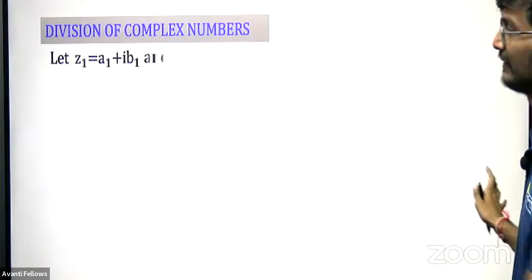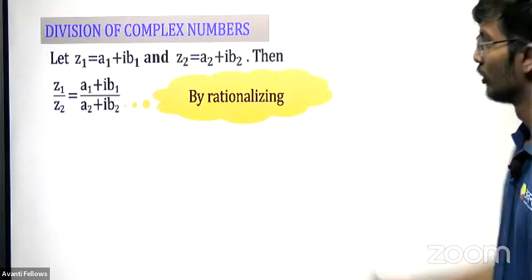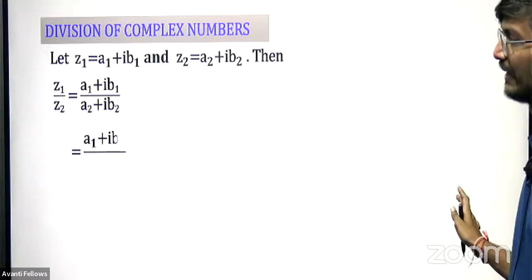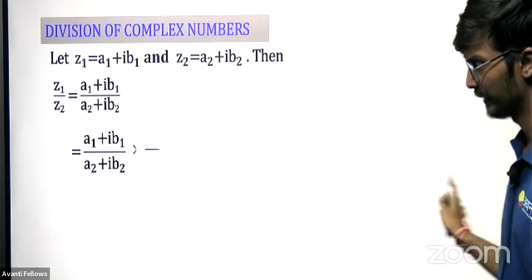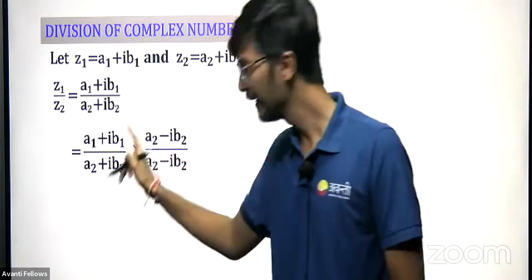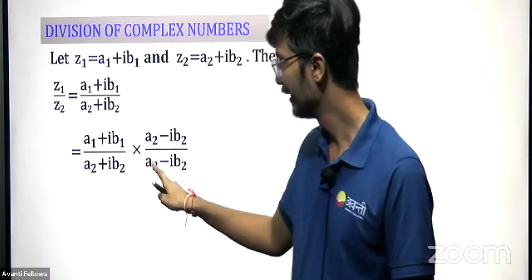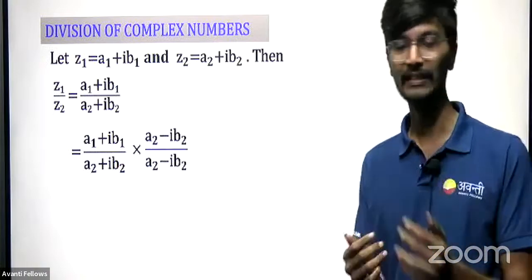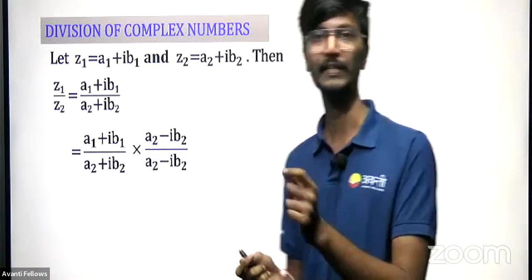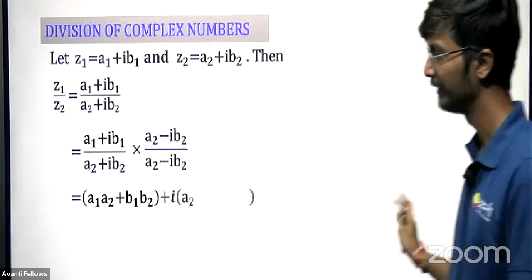So if I see Z1, Z2 as two complex numbers and I have Z1 upon Z2, then by rationalizing, I can multiply by a2 minus bi2 over a2 plus bi2. Now in the denominator, you can see we get the format a plus b into a minus b, which is a square minus b square. So in the denominator, I'll get a square minus b square.